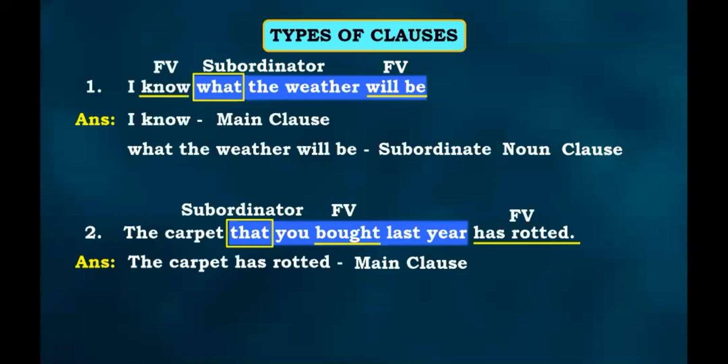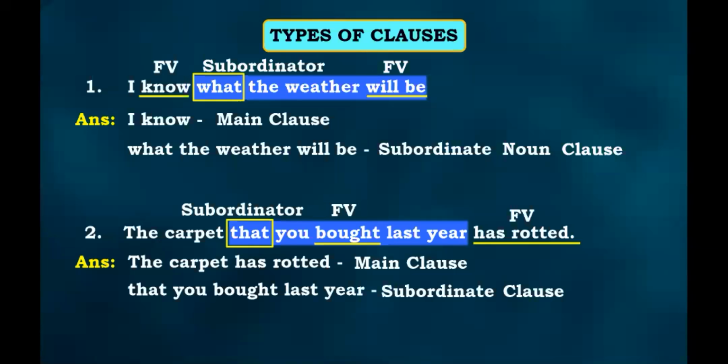Okay, next, the carpet has rotten is the main clause. That you bought last year is your subordinate clause. Very clear with this one. So this was a very good example of a clause. Moving on, tell me the type.